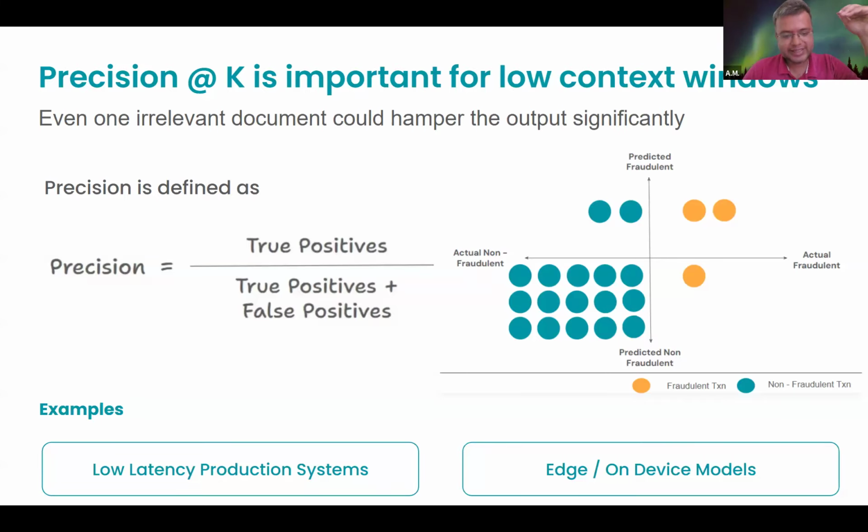This is especially so if you're creating an AI system which is on device. You're not even calling an LLM, you are just having an SLM installed on the user's device. For all such cases where the context window is small, you should be very aware that when you're trying to get retrieval accuracy, your focus should be on keeping the precision at K value very, very high. Any questions so far?